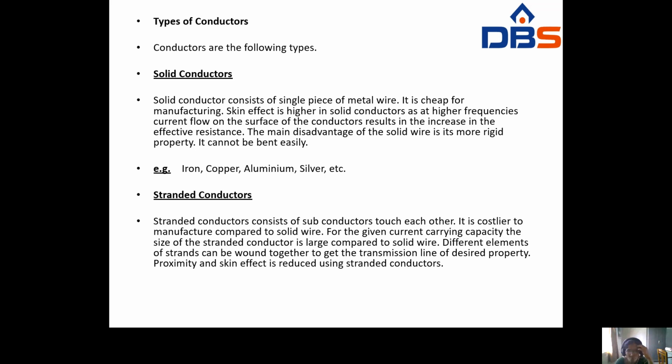The main disadvantage of solid wire is that it is more rigid, so it cannot be bent easily. Bending of solid conductors is not easy. Examples are iron, copper, aluminum, silver, etc.